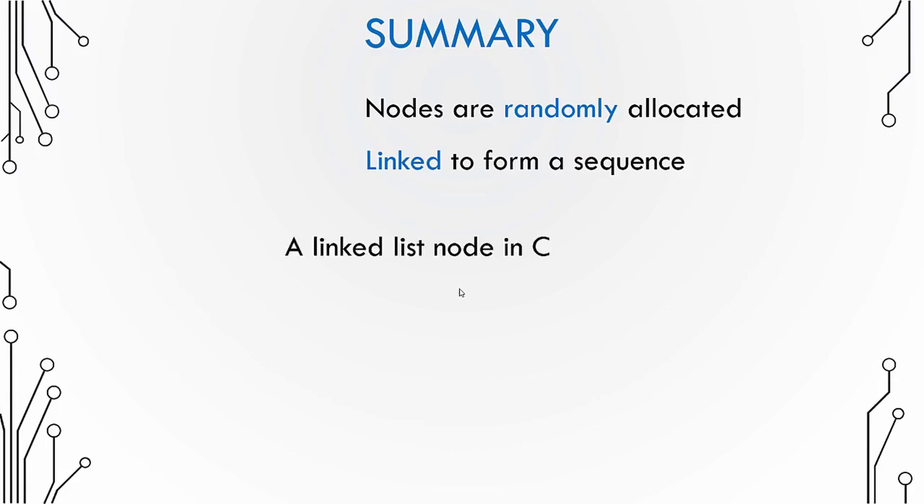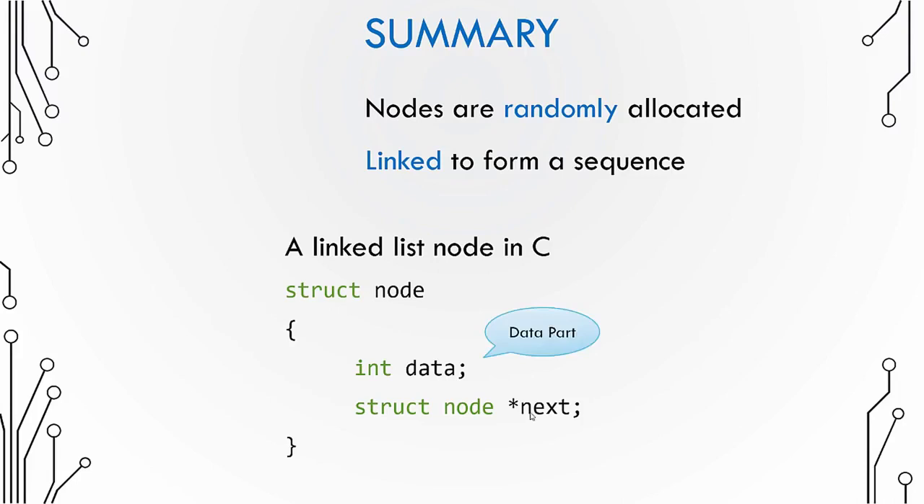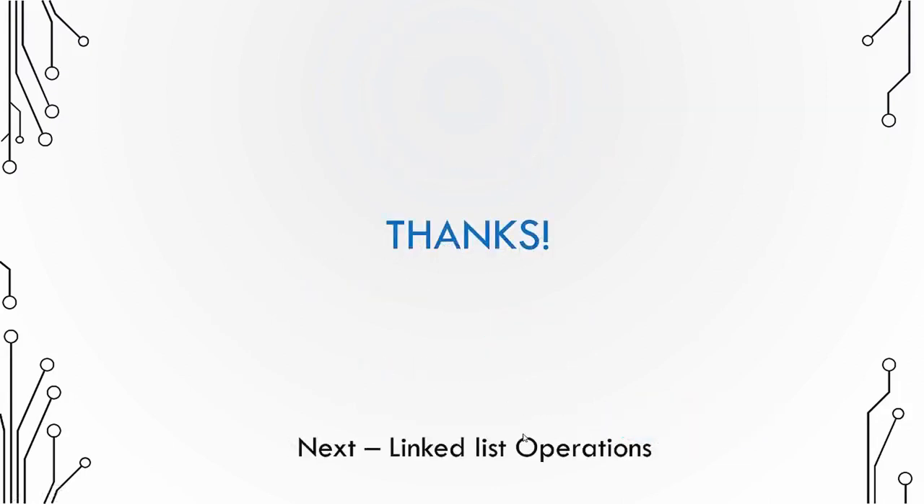Now you might be wondering, how do we represent a node of a linked list in a programming language? I'll give you an example in the C language. A node in C can be represented using a structure. The first variable is the data part and the next variable is the pointer to the next node. This variable next stores the address of the next node. So this was a little bit about how we organize a linked list in memory. In the coming videos, we will see how we perform different operations on a linked list.